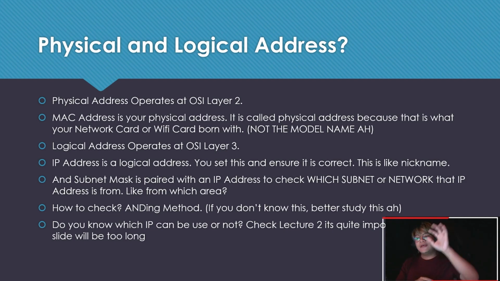So how do you check if an IP address belongs to a certain subnet or to a different subnet? You use the ANDing method: translate everything to binary, and then compare the binary using ANDing. You need to know that at least. And do you know which IPs can be used or not? You need to check lecture 2. It is quite important. They will ask which are the limited IP addresses, which ones you can use at home, which ones cannot be used: multicast, broadcast, universal broadcast, APIPA addresses, and so on. Those kinds of addresses you need to learn.